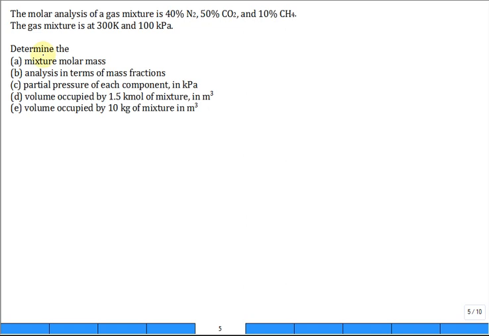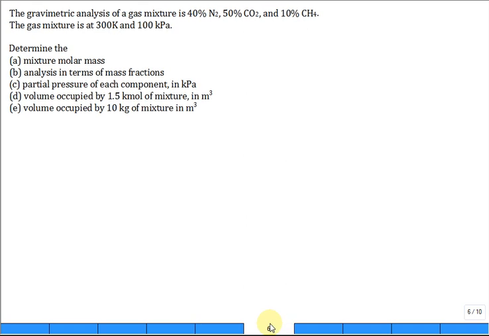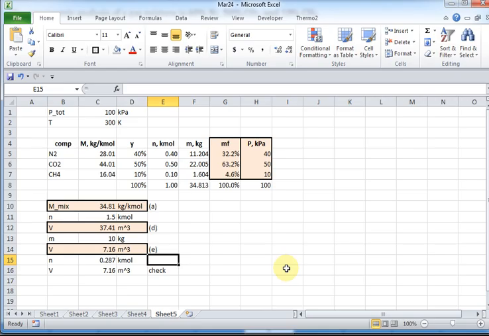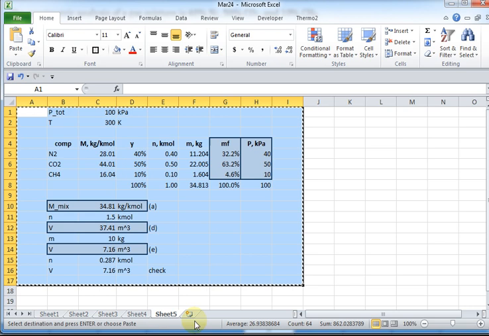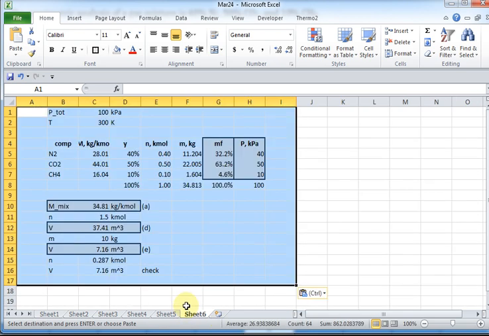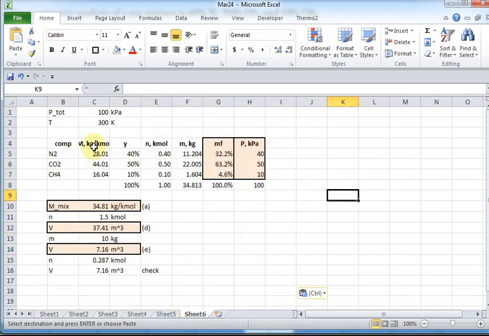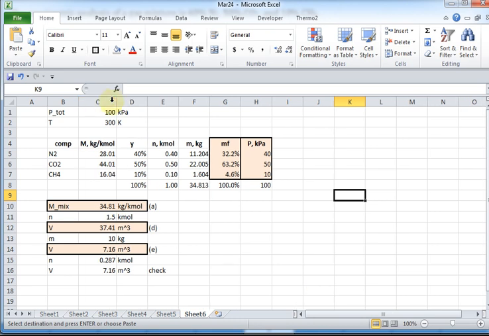So this problem started with the molar analysis, true? Well, what happens if they say the gravimetric analysis of the gas mixture is this, this, this? What I'll do here is I'm just going to copy this spreadsheet, go to a clean spreadsheet, paste it, but I'm going to reuse as much as possible.